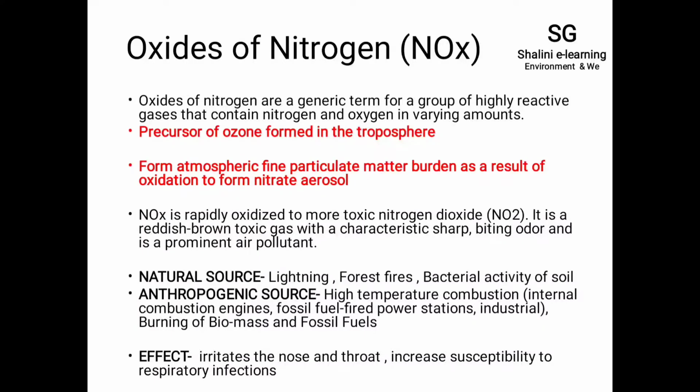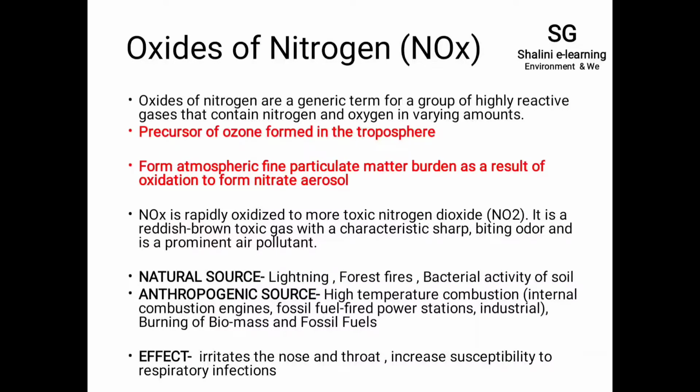Now among the precursors, we will discuss these two important chemical gases: oxides of nitrogen and volatile organic carbons. Oxide of nitrogen is a highly reactive gas containing varying amounts of nitrogen and oxygen atoms, and it is a major precursor of ozone formation in the tropospheric layer and of the atmospheric fine particulate matter burden as a result of oxidation to form nitrate aerosols. This condition of ground level ozone formation worsens when the oxide of nitrogen is transformed with the help of dust particles or other chemical elements, and it leads to the formation of nitrate aerosols.